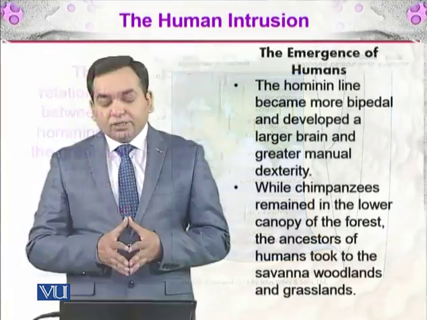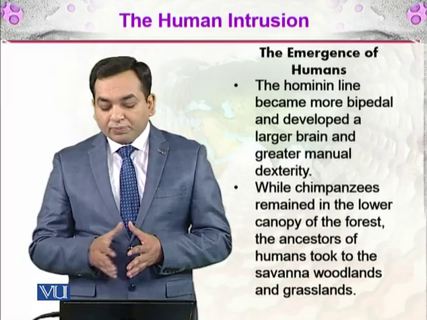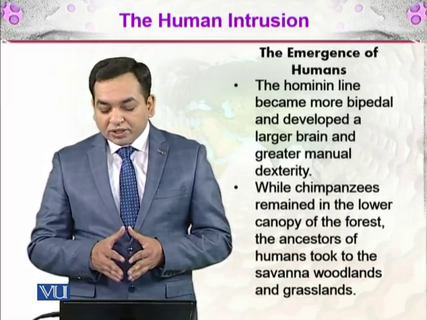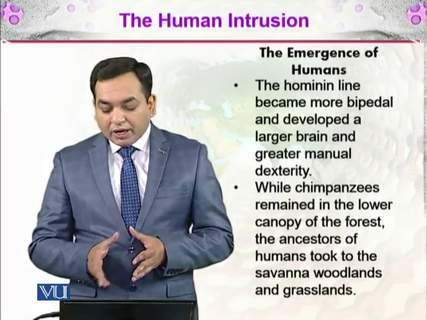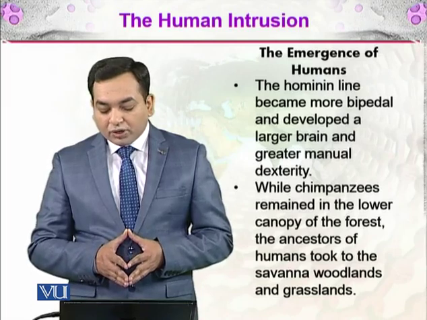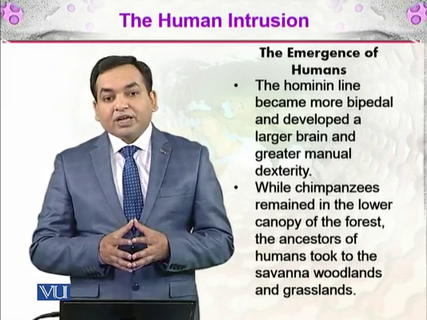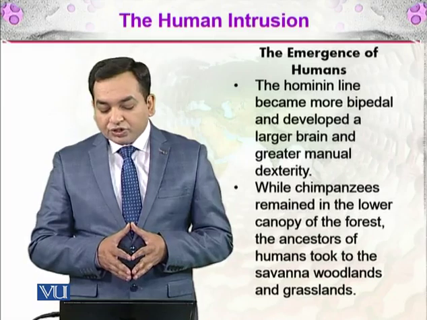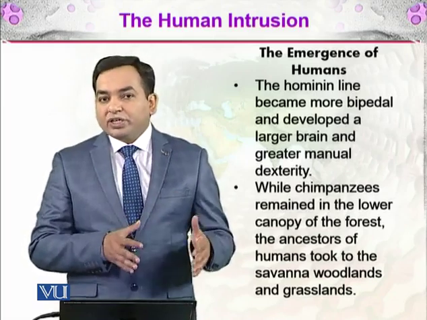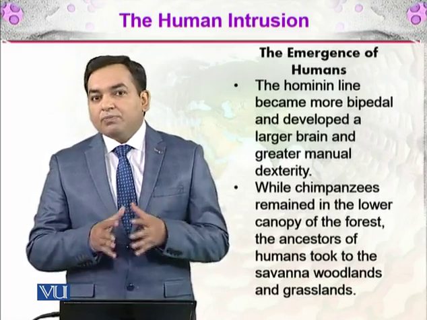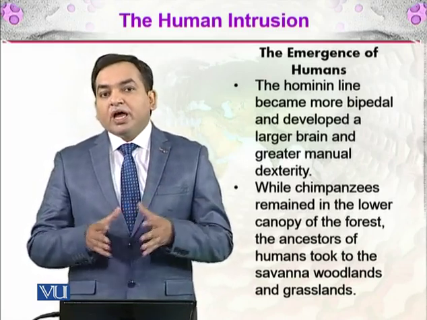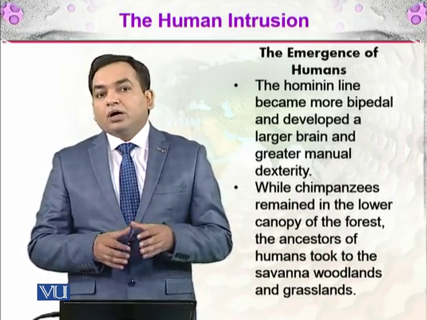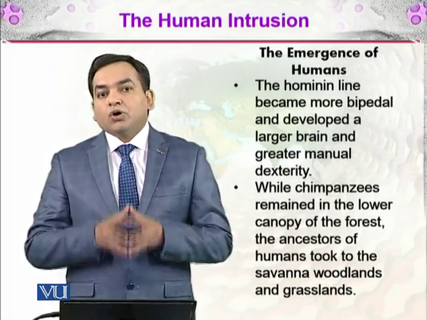The hominin line became more bipedal and developed a larger brain and greater manual dexterity. While chimpanzees remained in the lower canopy of the forest, the ancestors of the humans took to the savanna woodlands and the grasslands. Manual dexterity means they were using their hands much more, and even the feet in some cases. The chimpanzees remained in their own niches; they didn't develop much, and their brain is the same. They haven't developed as much as the ancestors of humans, and that resulted in the development of the modern human being, which is called Homo sapiens.